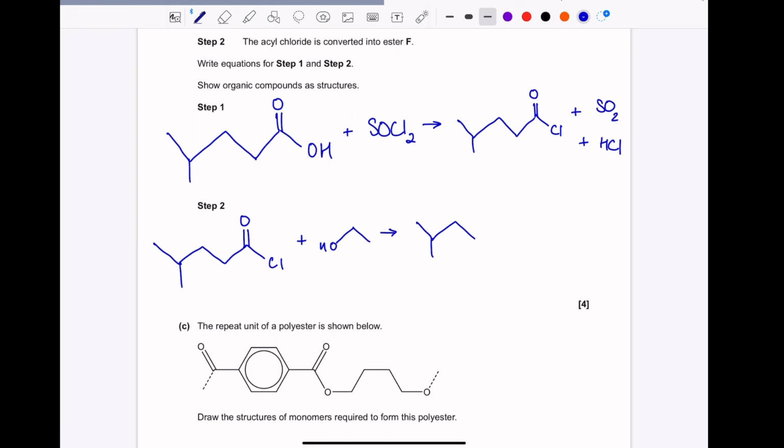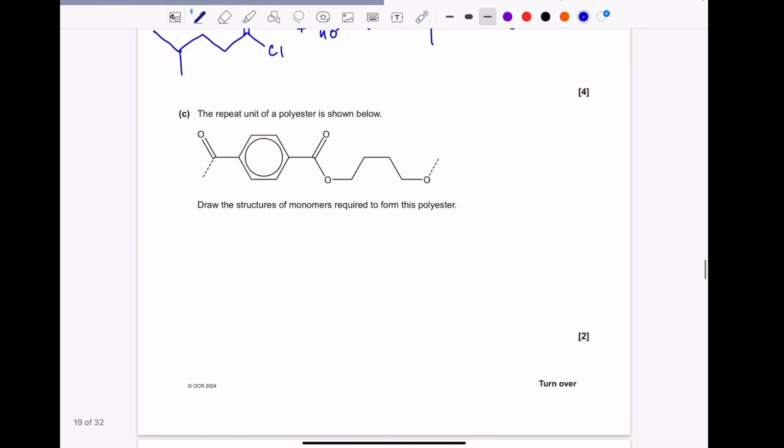So that makes the ester and hydrochloric acid. Then for part C, the repeat unit of a polyester is shown below. Draw the structures of the monomers required to form this polyester.